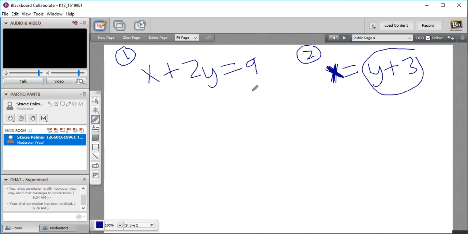So what you're going to do is you're going to take equation 1, okay, you're going to write it just like it is, except for instead of the x, you're going to plug in y plus 3, and then you're going to solve what you have left.